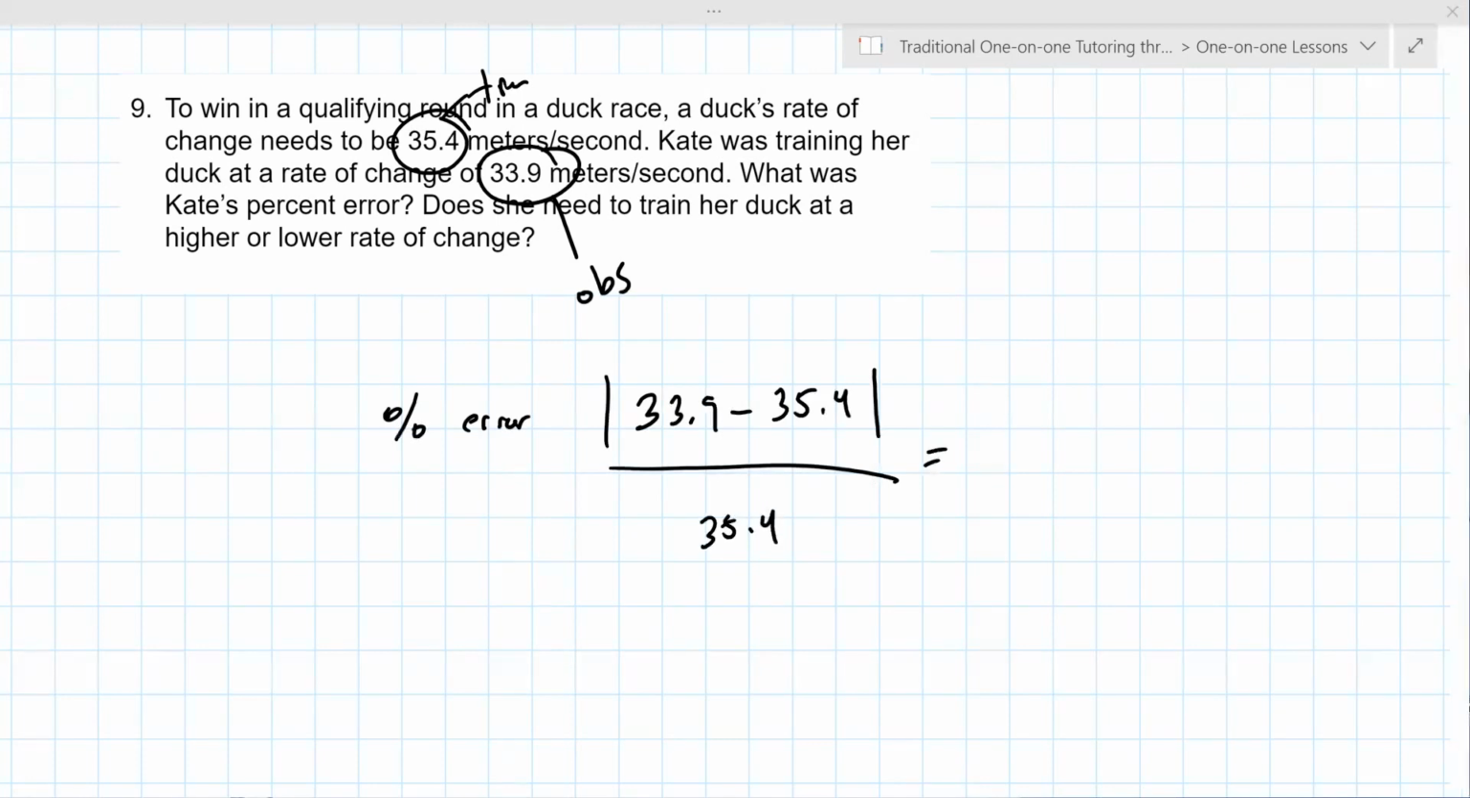So you can see here that the estimate was an underestimate because it's too small. But again, when you use the absolute value, you always get a positive number. Okay, so that's 0.042. And then you multiply by 100, and that's 4.2%.